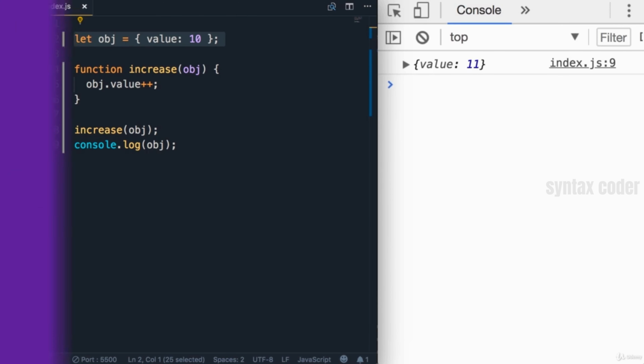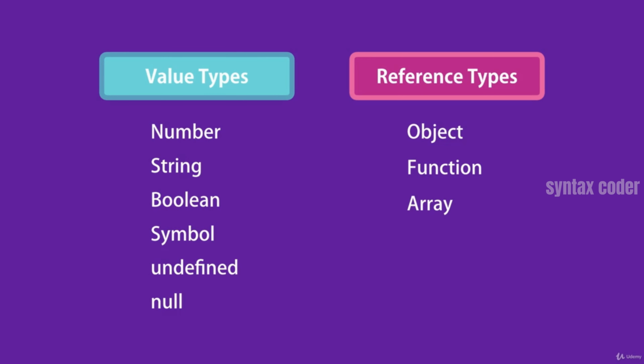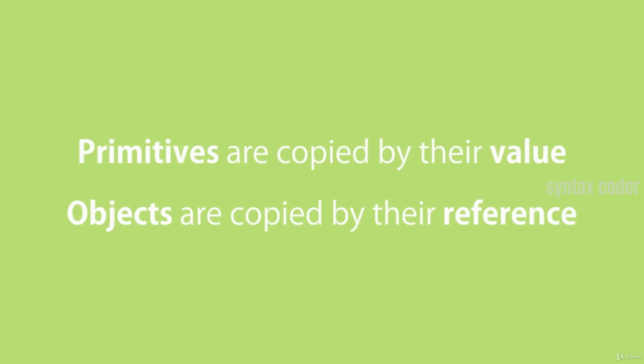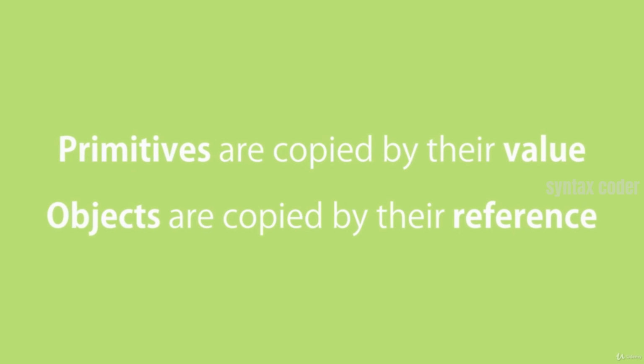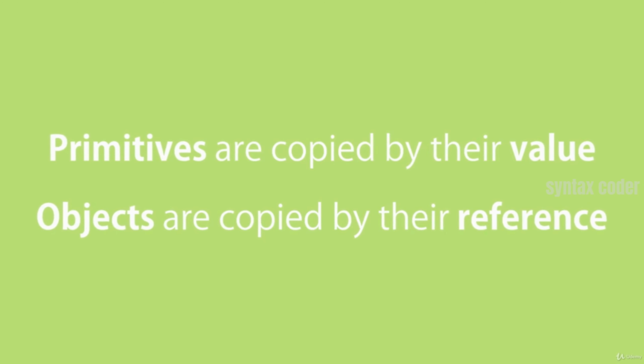So remember this. In JavaScript, we have value types, also called primitives, as well as reference types, which are objects. Our primitives are number, string, boolean, symbol, undefined, and null. Primitives or value types are copied by their value. Reference types or objects are copied by their reference.